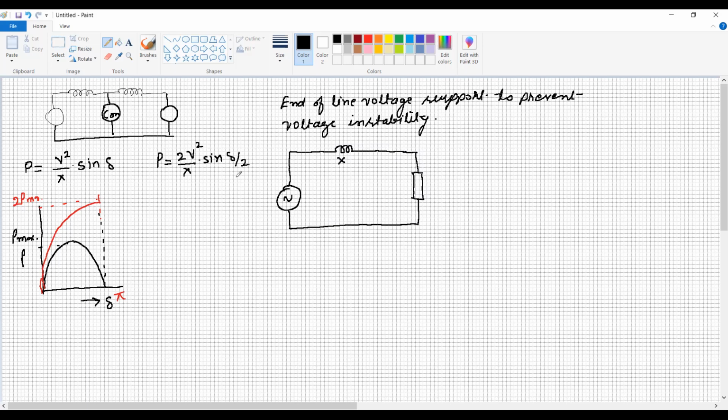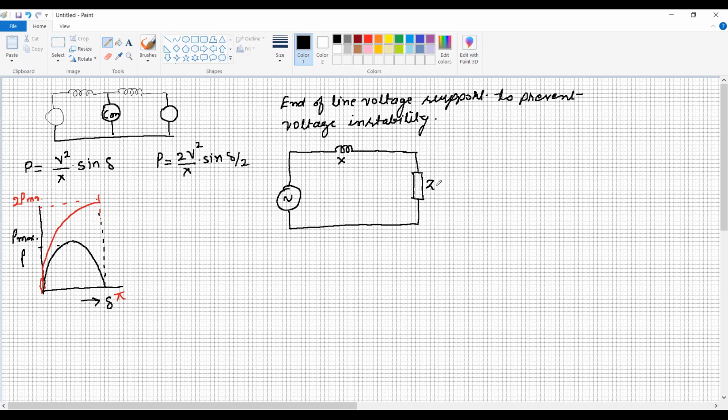So it is not a two machine system. In a two machine system, two alternators are connected on both sides. In practice, a large number of generating areas are connected to make the grid, but for understanding, our study is restricted to the two machine system. Now here it is a radial system.